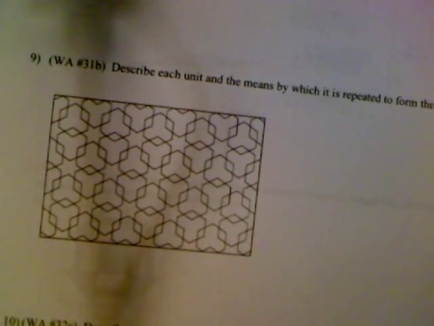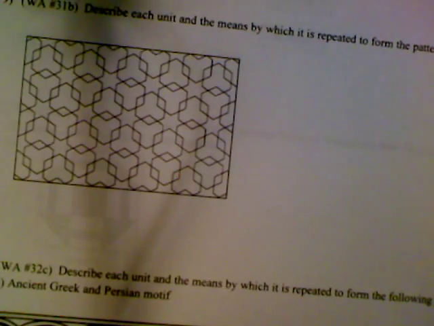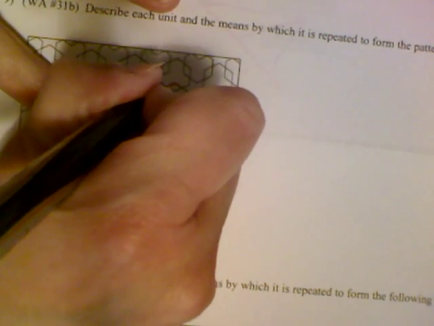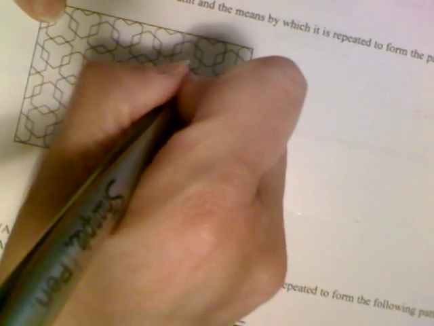Okay. Describe each unit and the means by which the pattern is repeated in the figure. I don't think I have another picture of this one. If I look at this one, I'm going to go back to my paper here. I can look at this as a rhombus right here. And that rhombus is rotated, and I take the point right in here. That rhombus is rotated. Then notice I get the same rhombus down here. Okay.